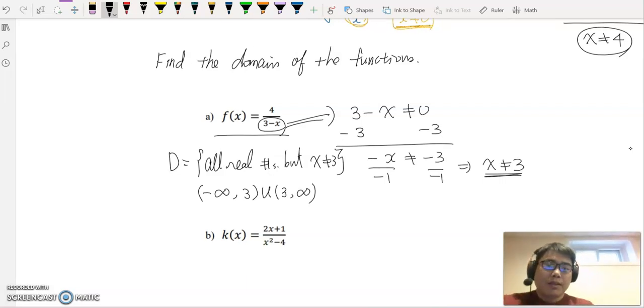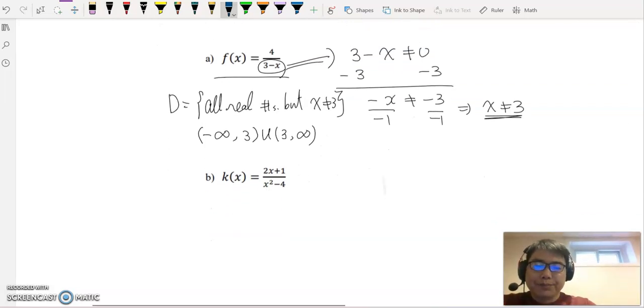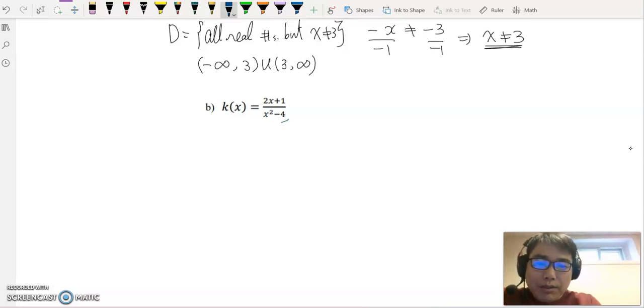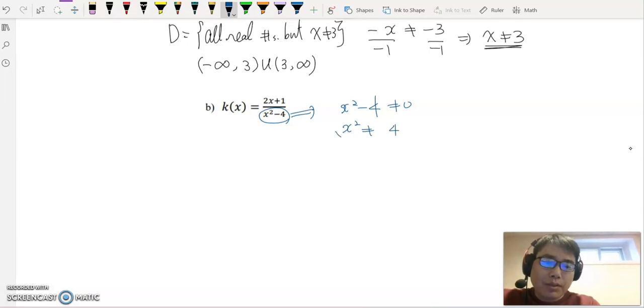Okay. Then let's think about function b. k(x) equal to 2x plus 1 over x squared minus 4. Should we care about the numerator to determine the domain value? No, you don't have to. We always care about the denominator. Okay, so I'm going to bring this out here. So x squared minus 4 cannot be 0, which means x squared cannot be 4. So take the square root, and don't forget plus and minus.